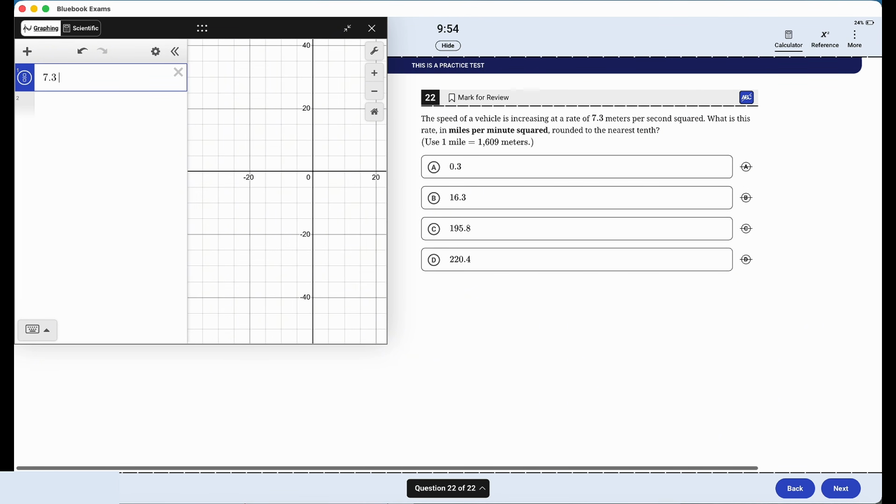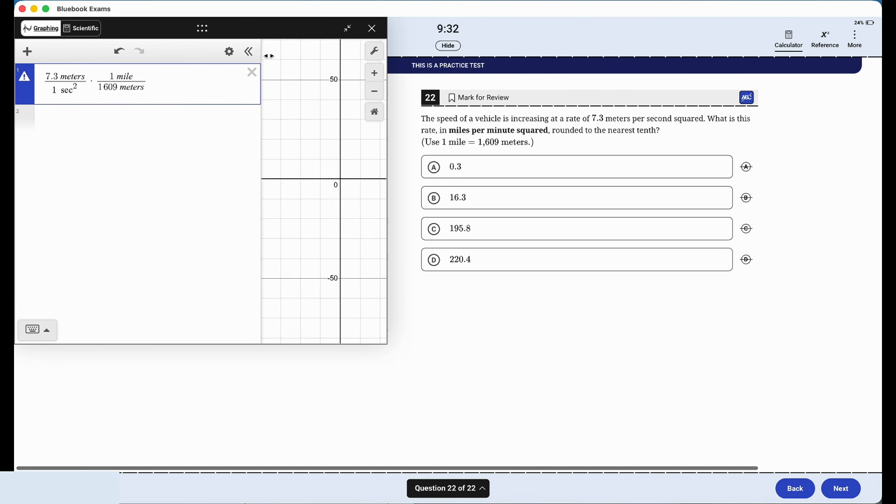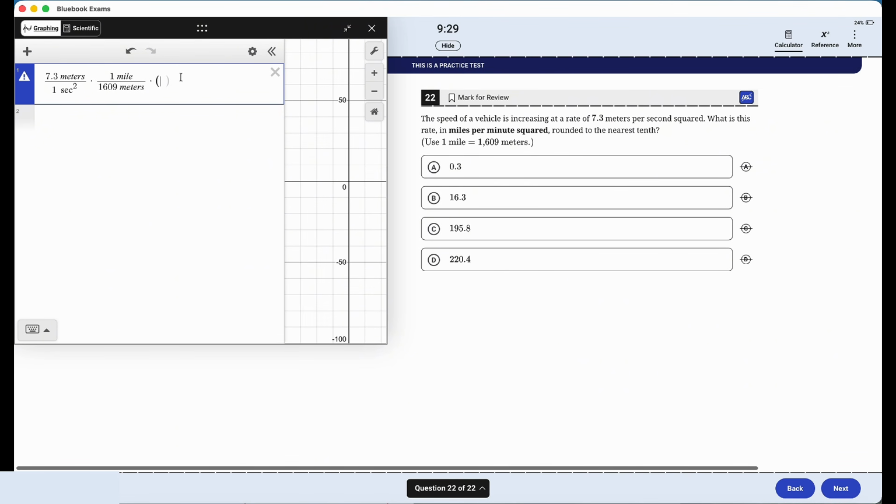So if I write this, I'm going to write 7.3 meters, and it's 1 second squared. So that's what we're starting with. We want to end up with miles per minute squared. So first thing, I'm just going to change meters to miles, and they give us that conversion. They'll give you pretty much any conversion you need except the time ones. So I know to put it like this, 1 mile over 1609 meters, because I want those meters to cancel out. Next up, I don't want seconds, it's got to be minutes. They won't give you those, but it's 60 seconds to 1 minute. Everyone knows that, I believe.